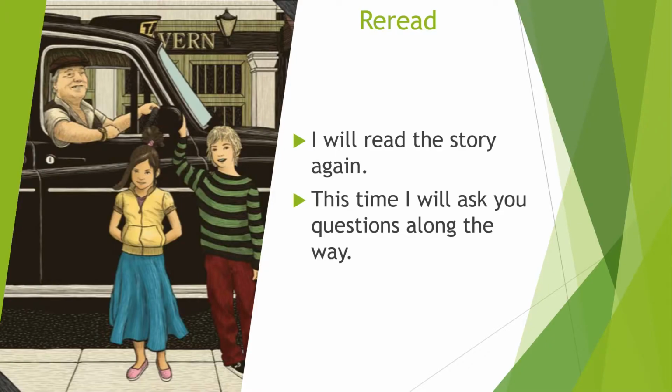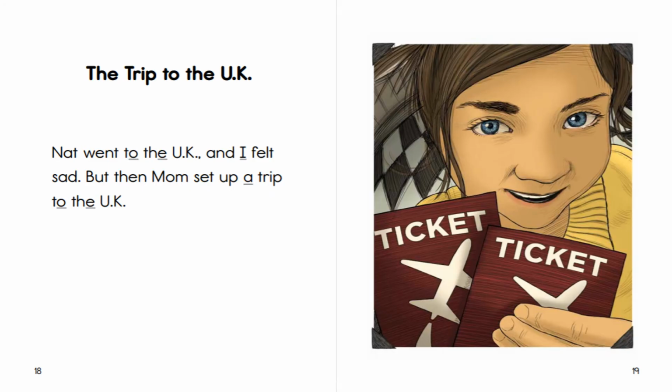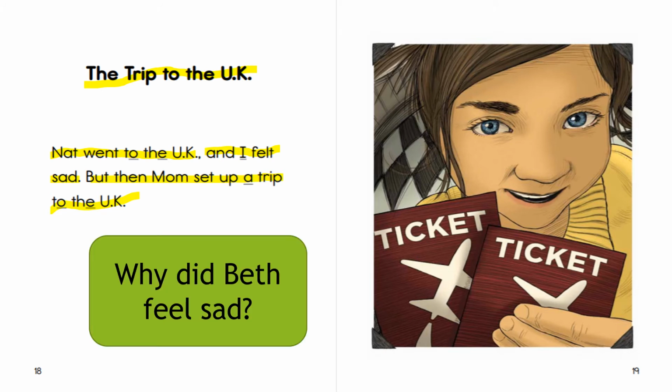Now I will reread the story. This time I will ask you questions along the way. Please remember to answer your questions in complete sentences. The trip to the UK. Nat went to the UK and I felt sad. But then Mom set up a trip to the UK. Why did Beth feel sad? Beth felt sad because Nat went to the UK.